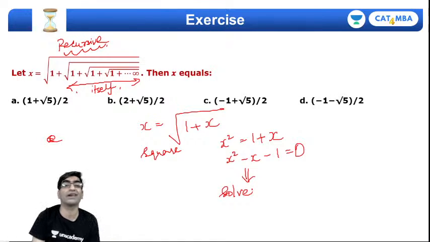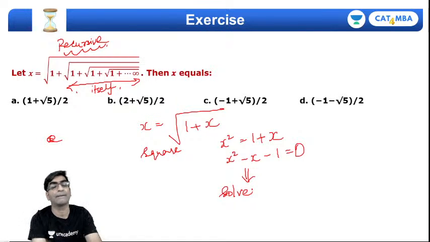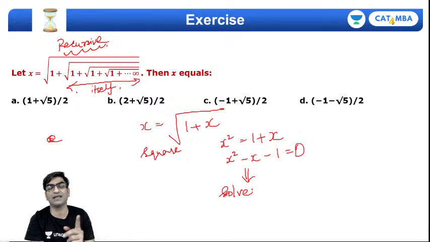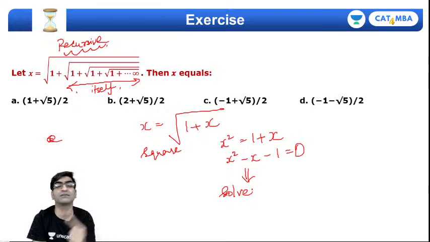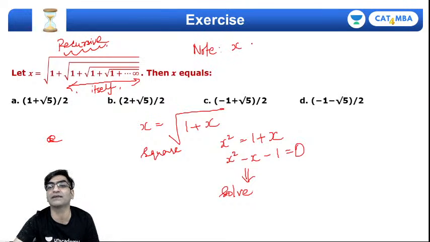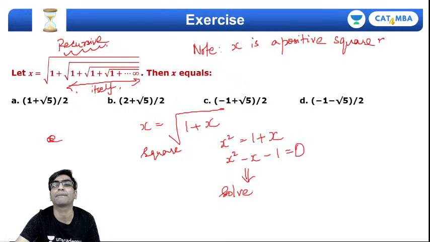Those of you who know quadratic equations and how to go about solving them, I'm sure you'll get an answer to this question. But remember, there's a trick involved here. Remember that x is denoted as the square root of 1 plus something. So since it's a square root, but before the square root there's a positive sign, remember that x is in fact a positive square root, which means x cannot be negative.